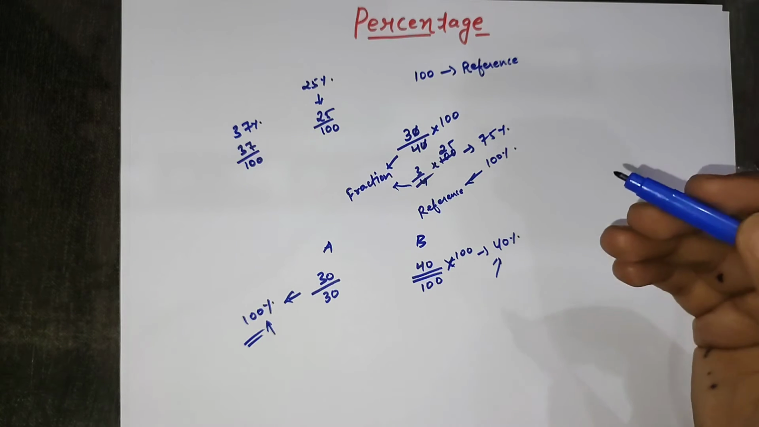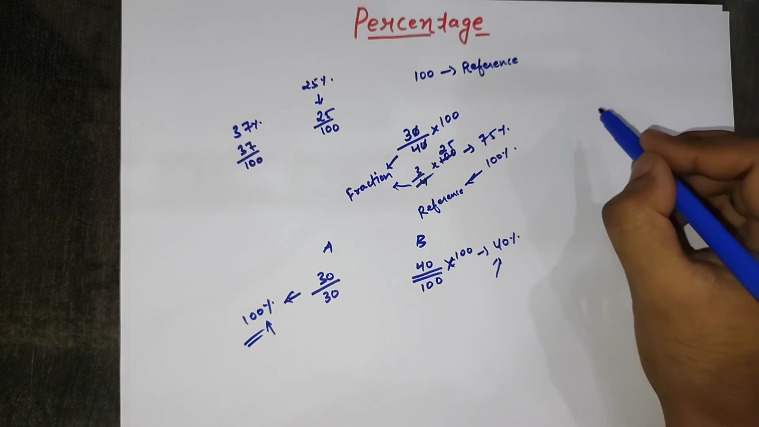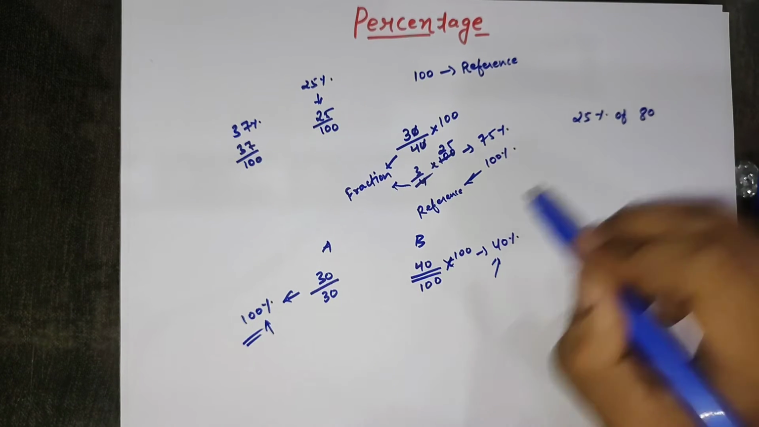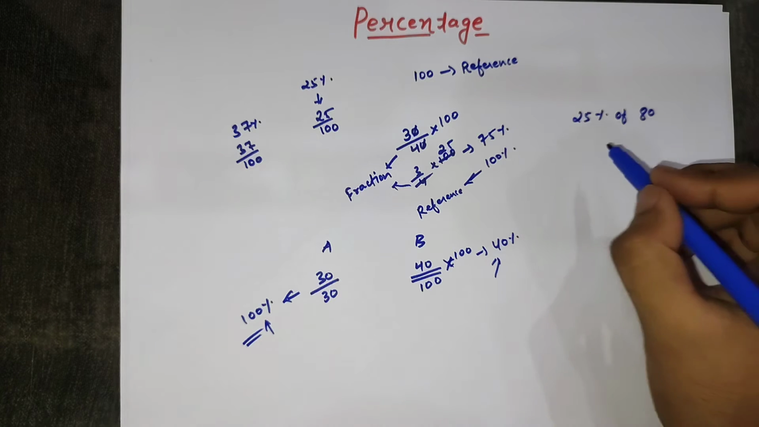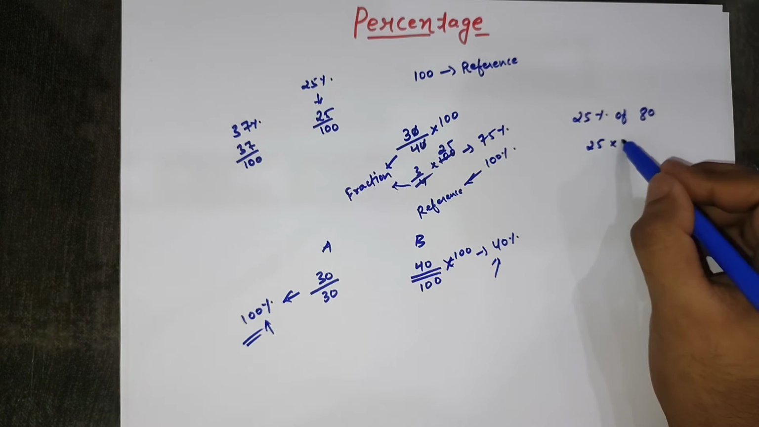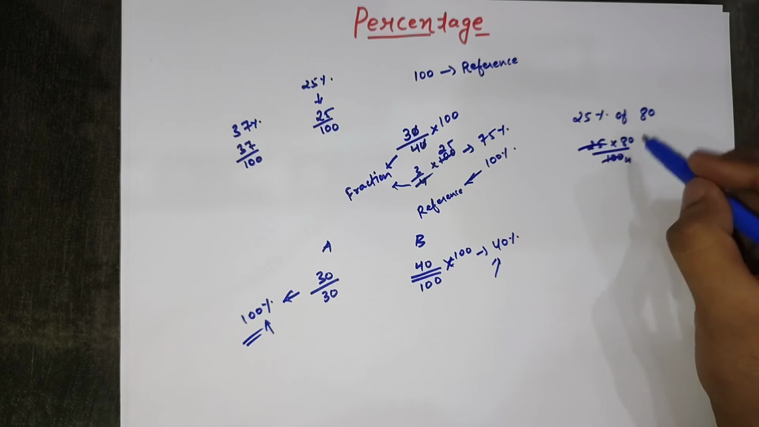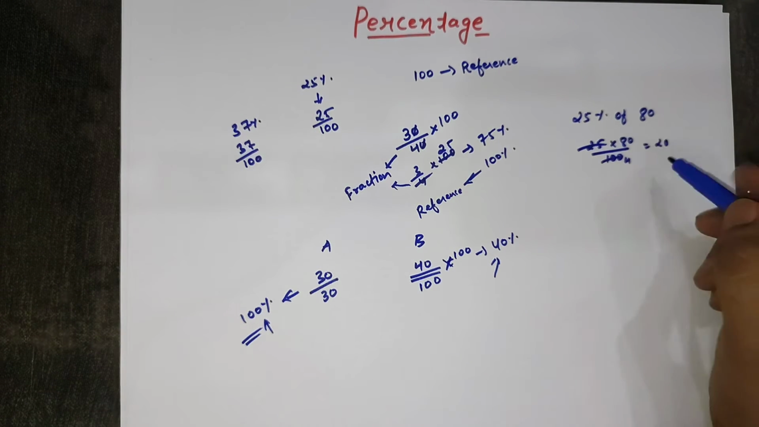So if I give you some questions like 25% of 80, then you will easily find, like, 25 into 80 by 100, 25 is 1 by 4, and this will be 20, right?